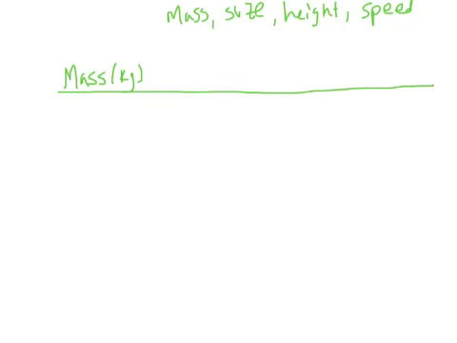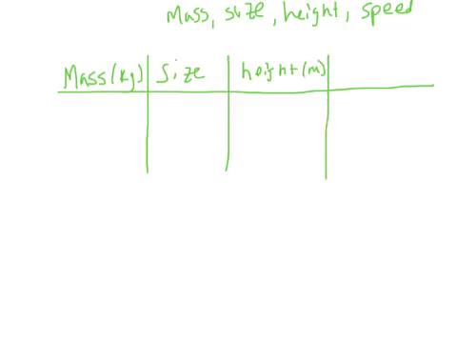So I'm going to test the mass, and I'm also going to include my constants, so my size, whatever that variable or that unit would be, and the height. Height again is a length, so I'm going to measure that in meters. And then speed. Maybe I can't measure speed directly, so let's say I'm going to measure time. So time, and that's labeled in seconds.